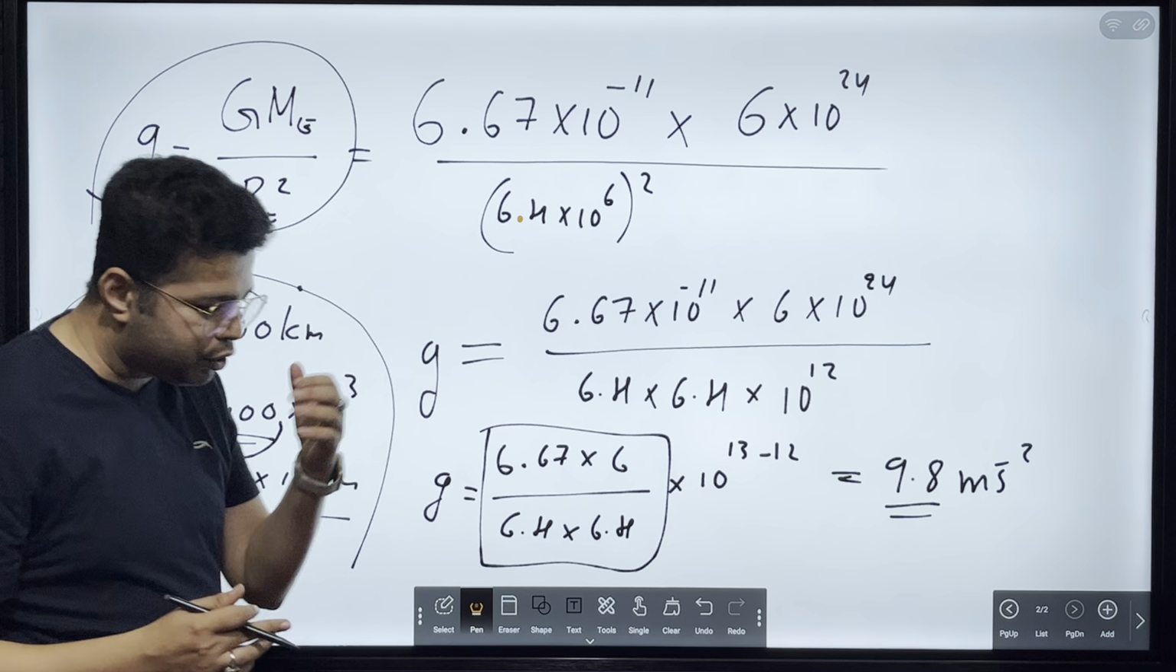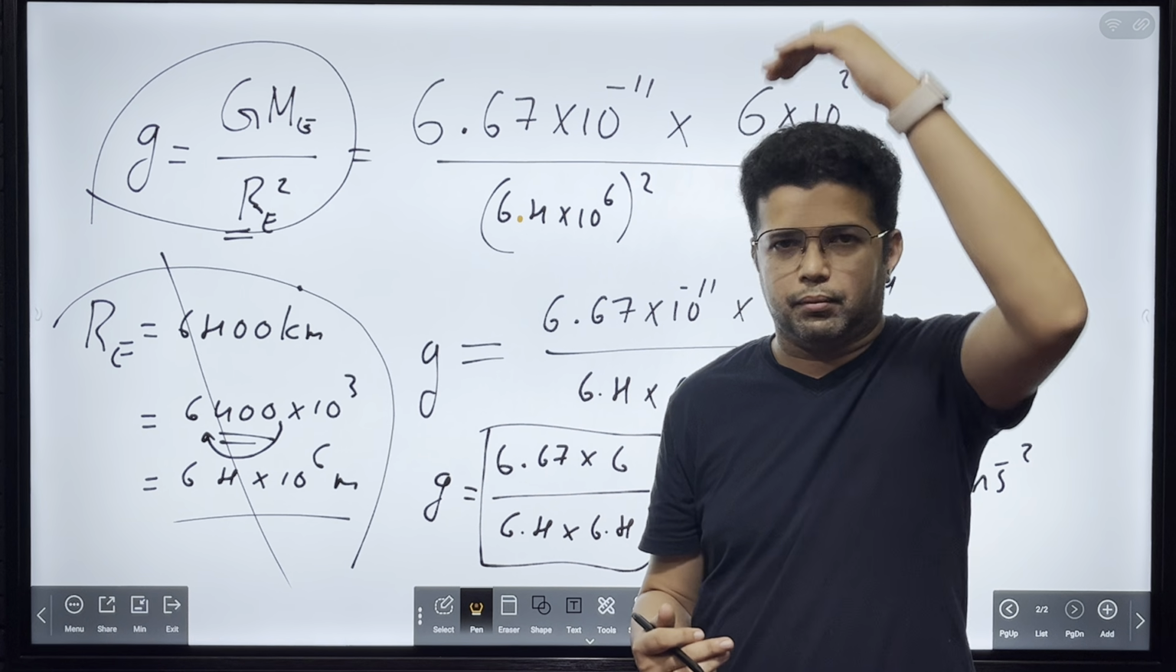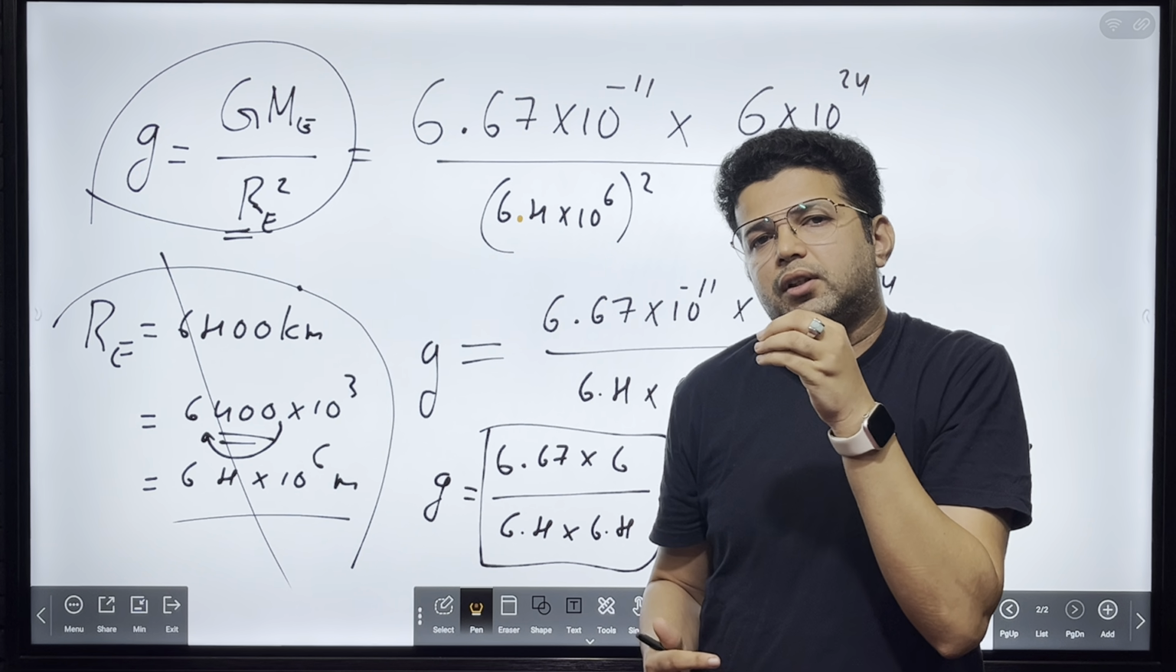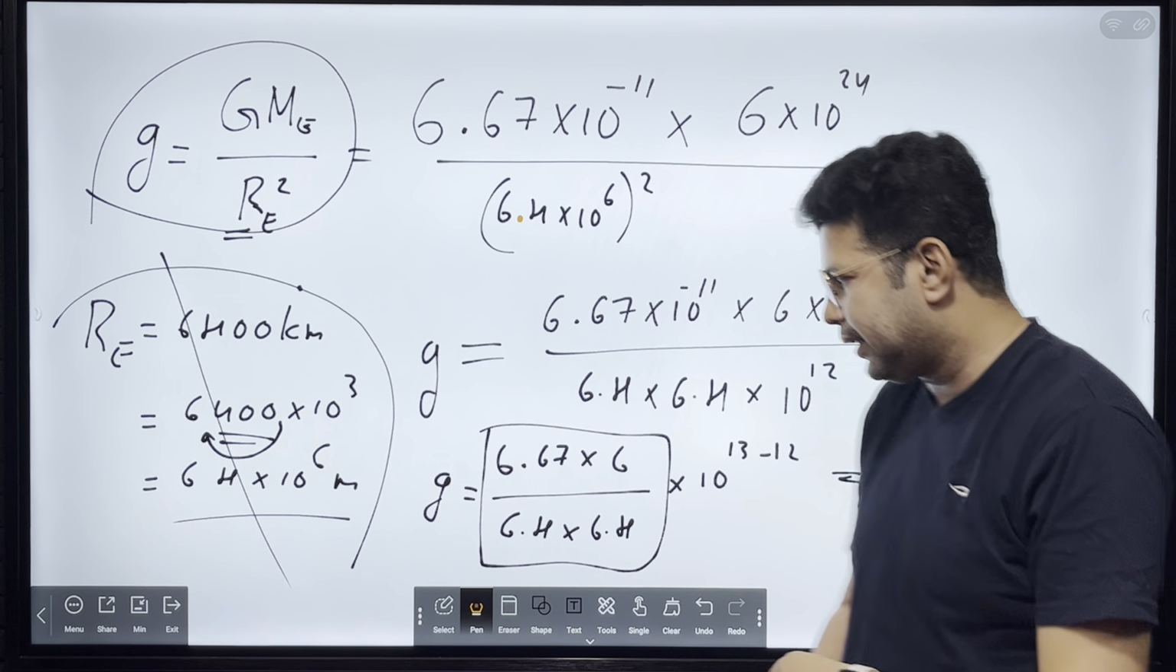In the next class, we are going to see how the acceleration due to gravity varies with the altitude, with height. Means from the surface of earth, as you go upwards, what happens to acceleration due to gravity? That we'll see in the next class.